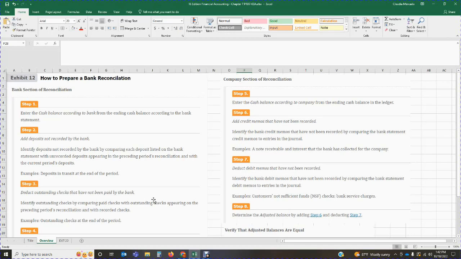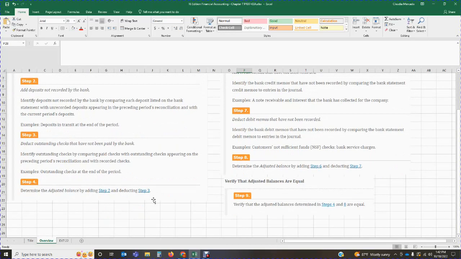And then step number 3, you're going to deduct any outstanding checks that have not been paid by the bank. These are the checks that we wrote at the company level. We mailed them out, but for whatever reason, they haven't cleared the bank yet. You have to identify any outstanding checks by comparing the paid checks with the outstanding checks appearing on the preceding period's reconciliation and with the recorded checks. So sometimes it's just a matter of timing. Maybe you issue the checks 2-3 days before the closing of the month.